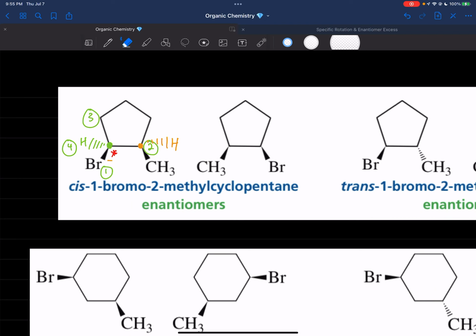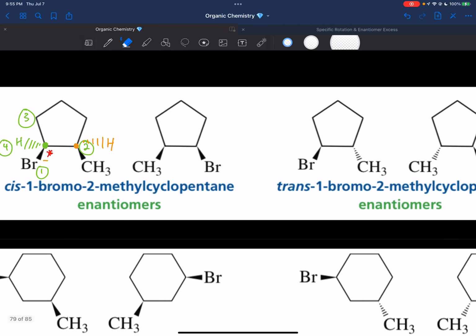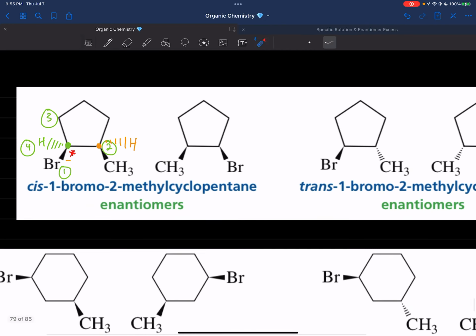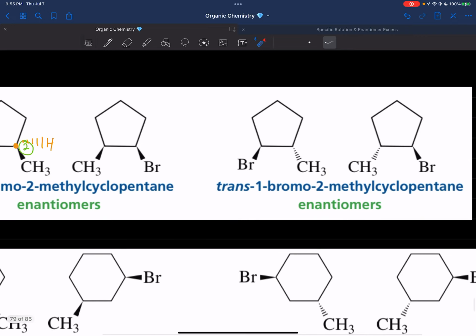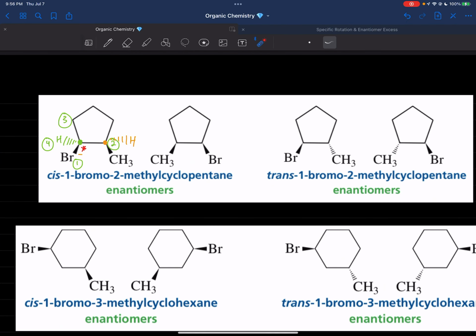And because this is a cyclic compound, you can have a cis or a trans form. So you can see this compound here. If we simply swap one substituent to now not face towards us, but face away from us, we're creating a stereoisomer here. And you can do the same thing. I'm going to keep this methyl group here, but I'm going to put this bromine going away from us.